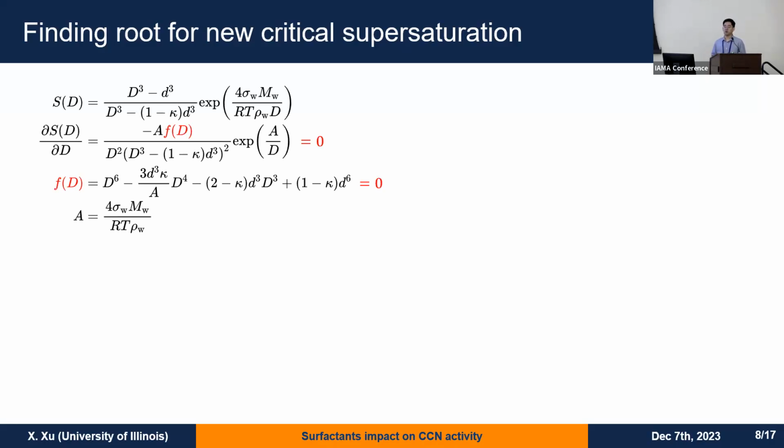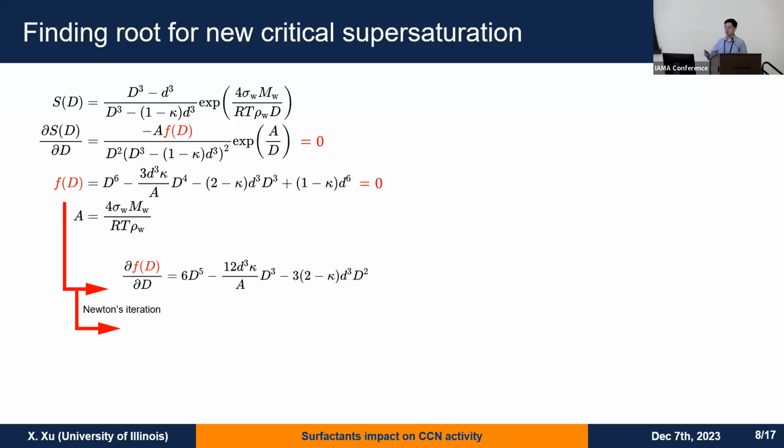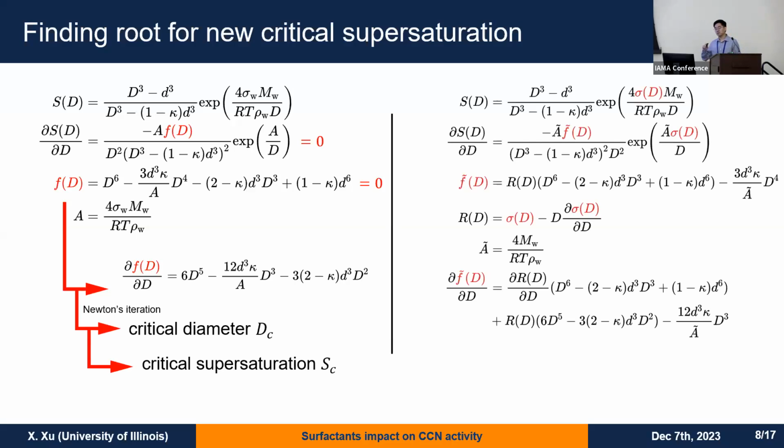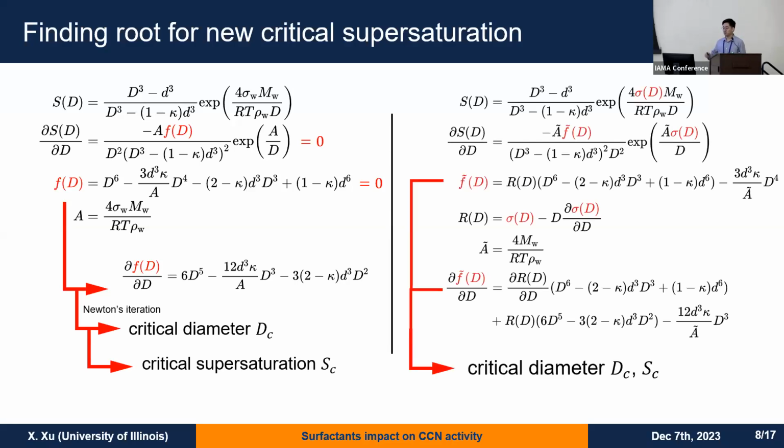And because the denominator part and the exponential part are always positive, we only need to consider this f here. Based on the f, we apply the partial f. And after several iterations, we can calculate the critical diameter and then the critical supersaturation. Now the surface tension is a function of diameter, and we can still follow the previous method, but the only difference is everything becomes so complicated. So we need to reevaluate everything to recalculate the critical diameter and critical supersaturation.